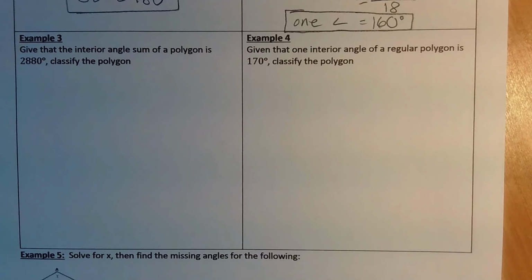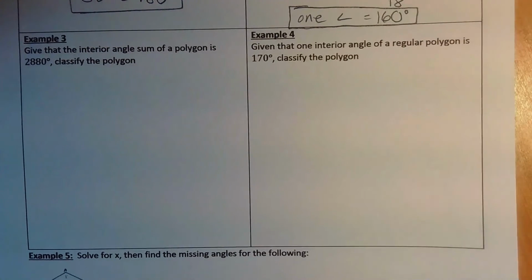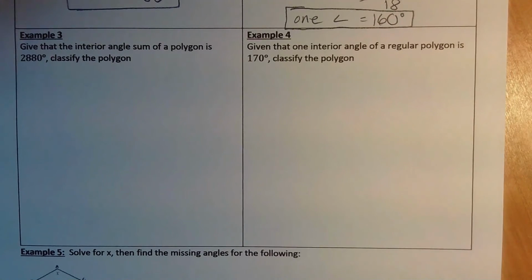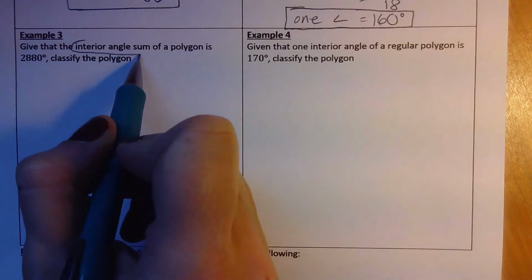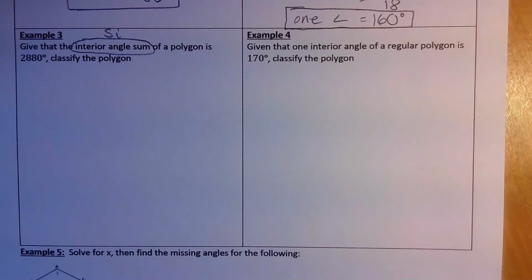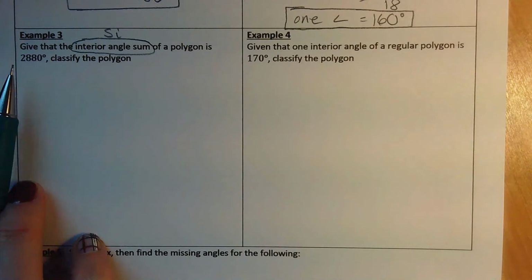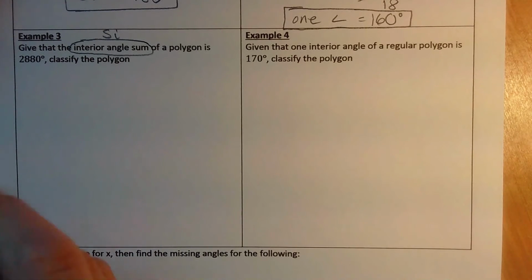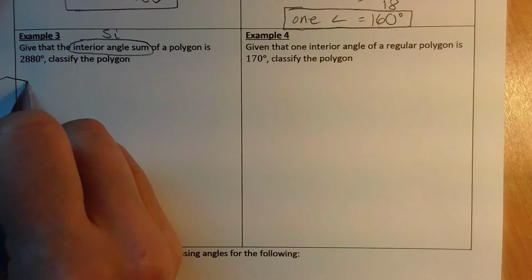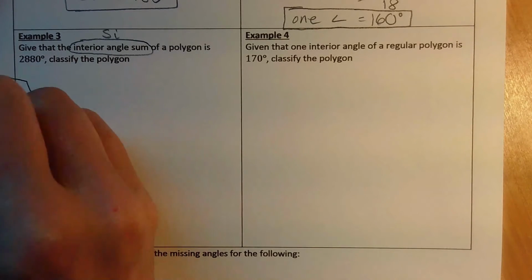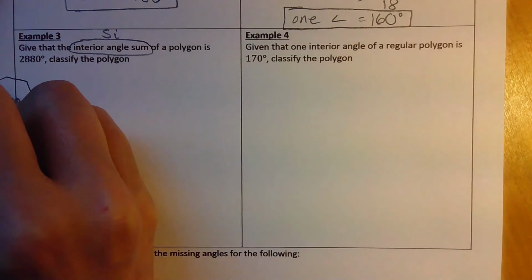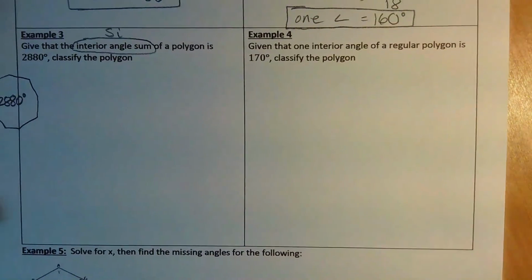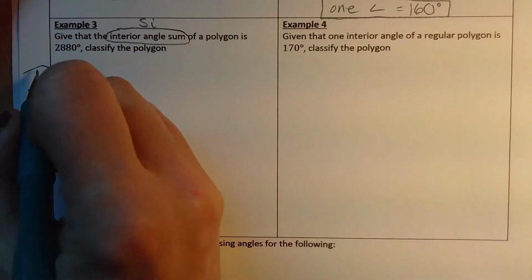Okay, this next one's a little bit more complicated. It says, given that the interior angle sum, that's the SI number, of a polygon is 2880, classify the polygon. That means that we're supposed to say how many sides it has. And boy, that 2880, I feel like we just did that on number 2 kind of, but this is an example where we're working backwards. So we know the SI number. We know what all of these angles add up to, if you could add them all up.